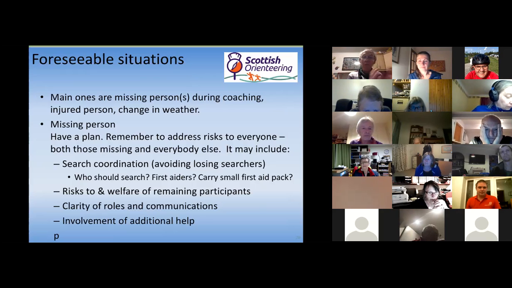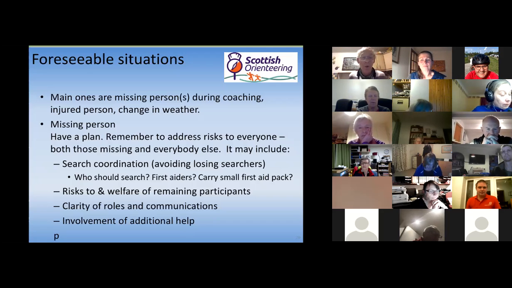So you've got one person, I hope just one person missing, but you've got everybody else. So you've still got to look at the risks to and the welfare of the remaining group. But you've also got to now start thinking about search coordination. How do you avoid losing searchers? Well, potentially you want to have some maps available, and you want people who know what they're doing about reading the maps.